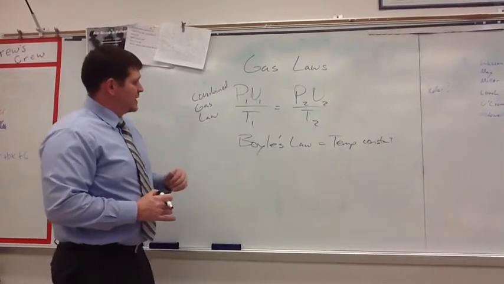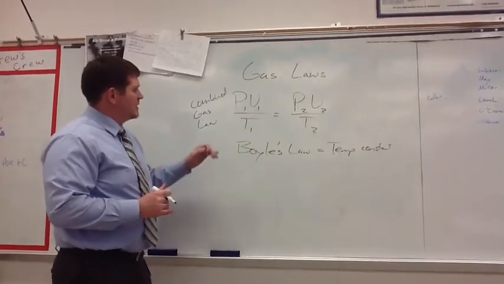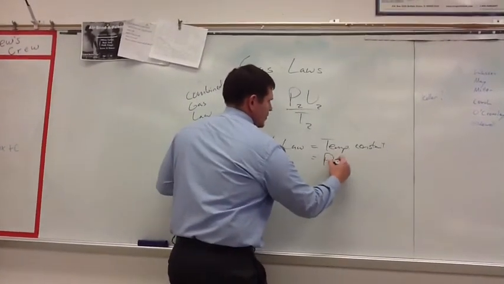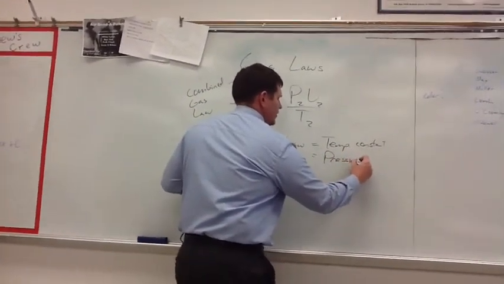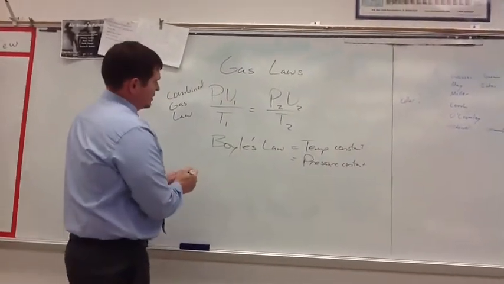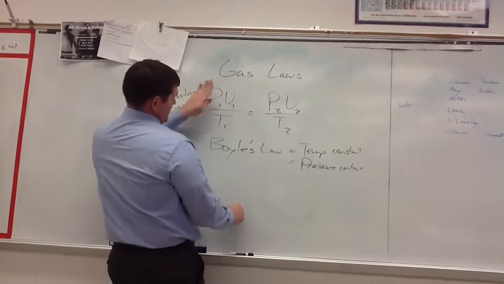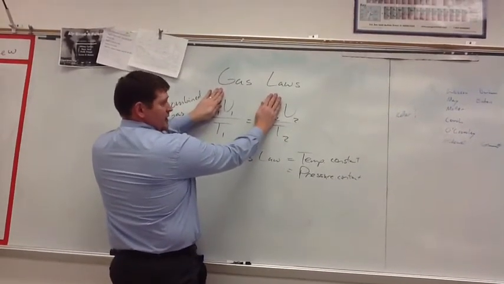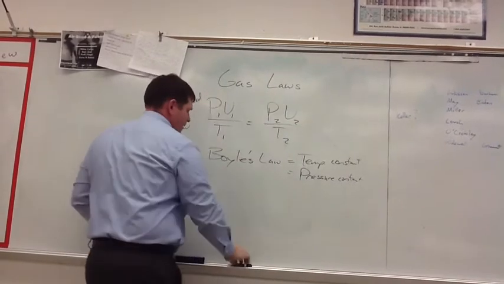Okay, the next thing we're going to keep constant is going to be pressure. So if I keep pressure constant, our equation is going to look like this. I'm going to try not to cover it up too much. The pressure constant is going to give us V over T equals V over T.